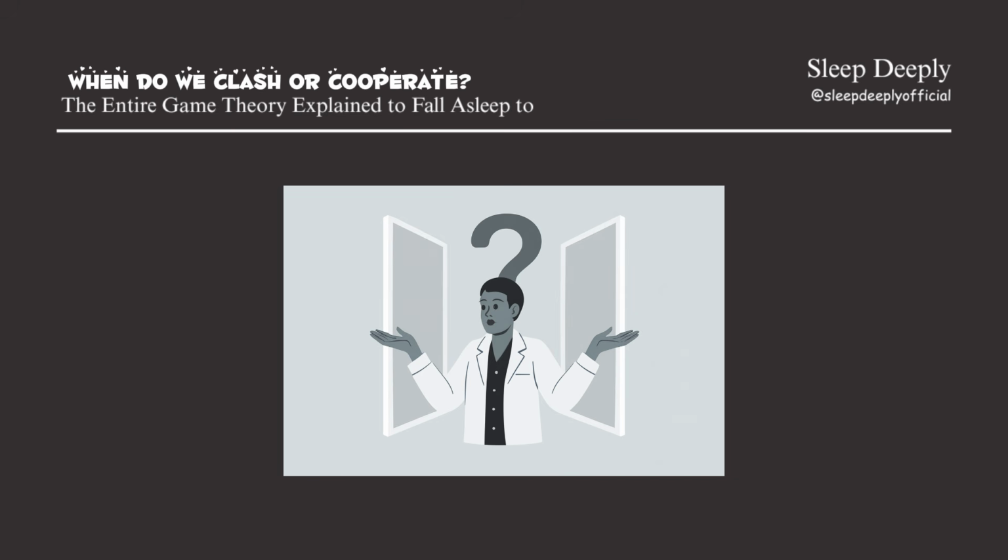Game theory makes those structures visible. It explains why even smart, well-meaning people can fall into patterns that leave everyone worse off, and why those patterns keep repeating unless the rules of the game change.